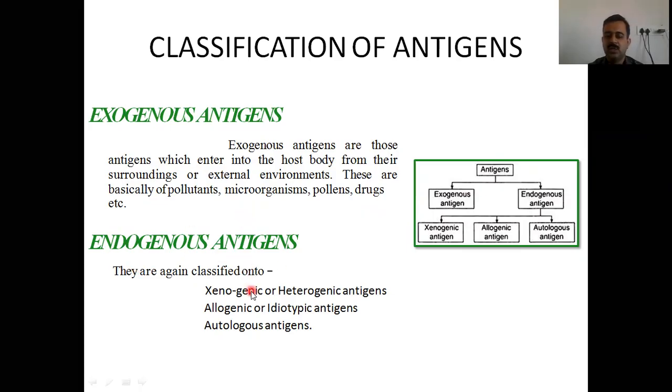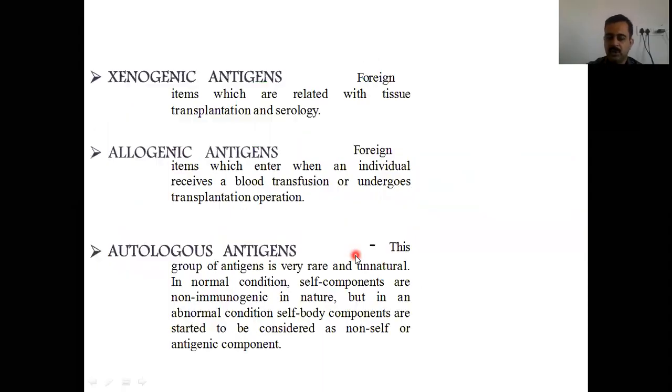What are endogenous antigens? Xenogenic or heterogenic antigens, allogenic or idiotypic antigens, and autologous antigens. Ultimately, these antigens are produced inside the body itself. They do not come in contact with the external environment, and these are considered endogenous antigens. Endo, inside; exo, outside. Correct? Fine. Moving further. Now, what are xenogenics?